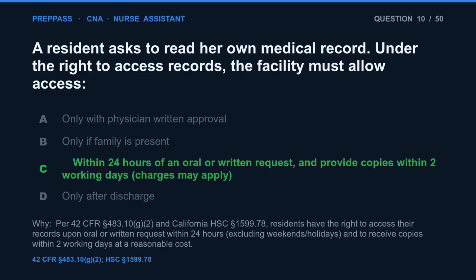The correct answer is C. Per 42 CFR Section 483.10(g)(2), and California HSC Section 1599.78, residents have the right to access their records upon oral or written request within 24 hours, excluding weekends/holidays, and to receive copies within 2 working days at a reasonable cost.